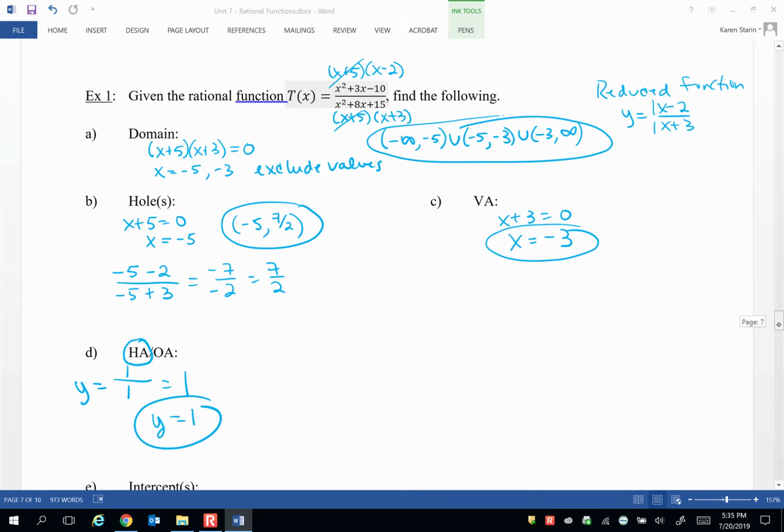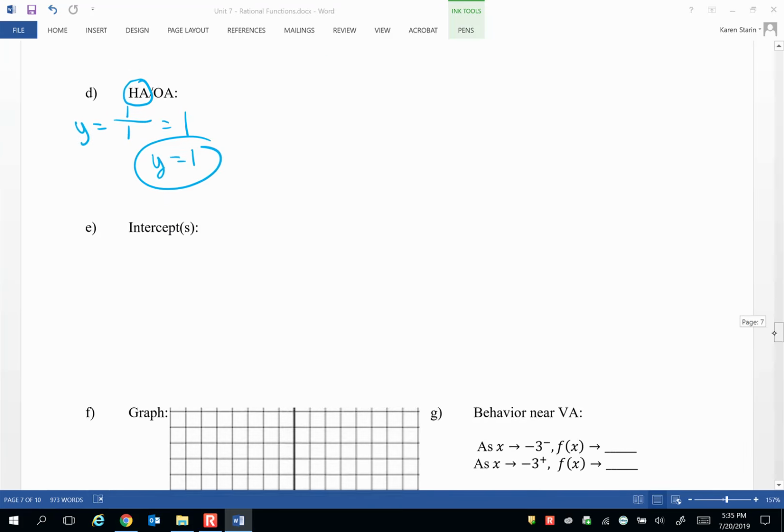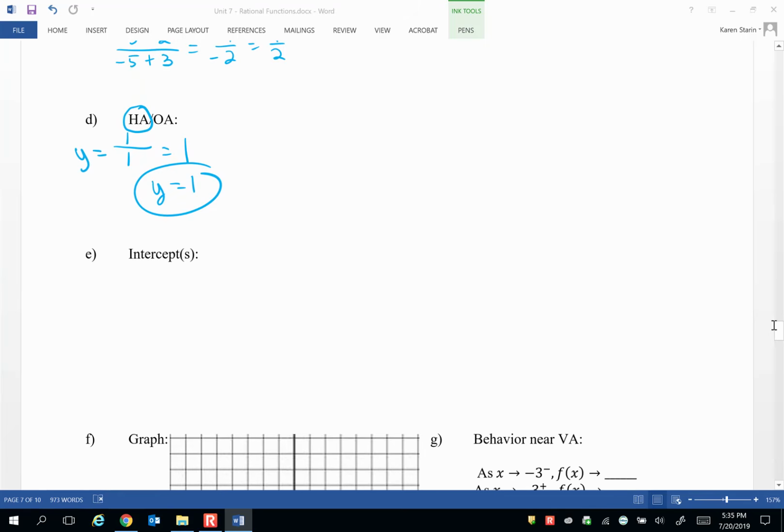Now on to intercepts. This is where we have a little bit of algebra to do. We're going to work with the reduced function just because it's a little easier, a little less work. We could go back up to the original t of x, but we're going to go ahead and find the y-intercept by plugging in x equals 0. So y equals 0 minus 2 over 0 plus 3. So we have a y-intercept of negative 2/3. As a coordinate pair, that's (0, -2/3).